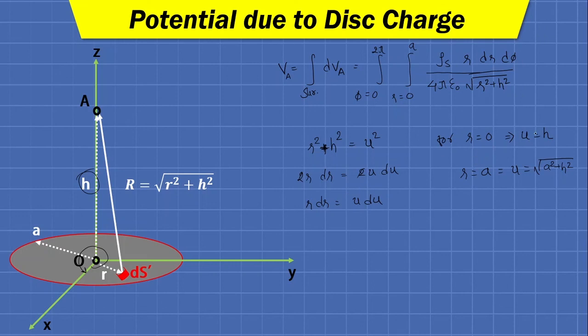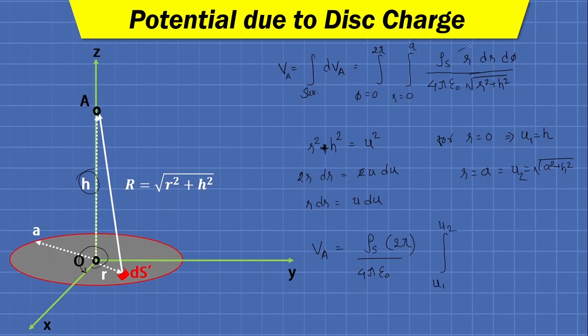Okay, so keeping this as u1 and this as u2, our equation will change. Here rho s is constant, it will come out from the integration. Similarly 4 pi epsilon naught is also constant, so it will come out from the integration. Integration of 1 with respect to phi with lower limit 0 and upper limit 2 pi gives the answer 2 pi. Now the only thing which remains is the integration from u1 to u2.